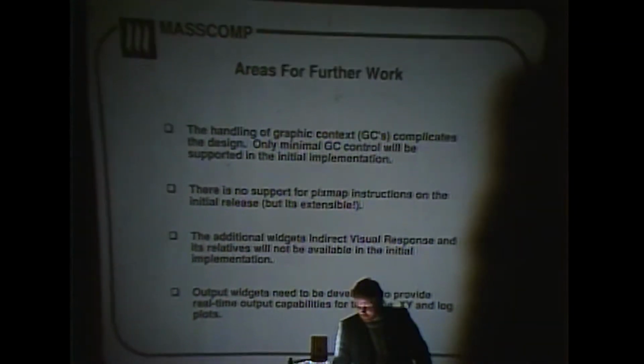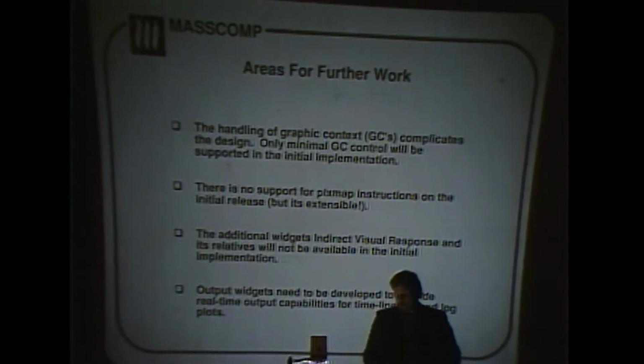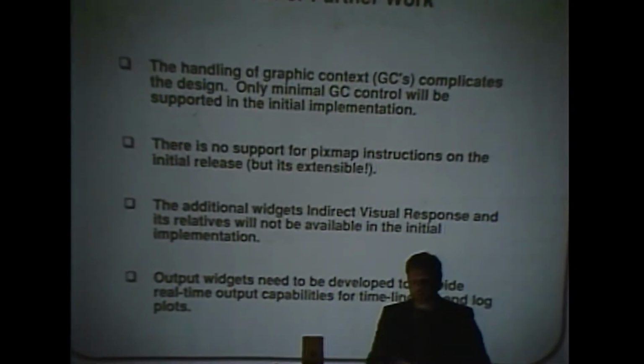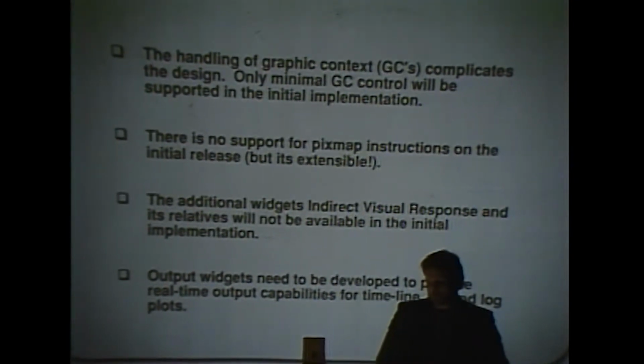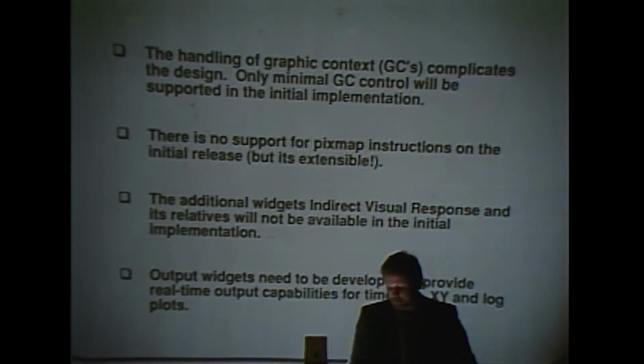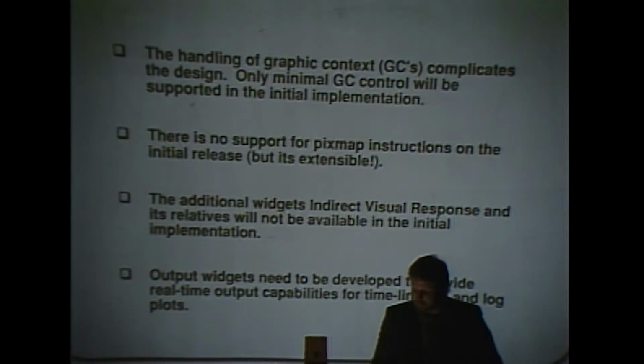There's a few areas of further work. Currently, graphical contexts, which in X10 just weren't so bad, create some problems. So initially, there'll be a minimal implementation of this. The one place I use pix maps is for the insensitive widget, where I set up the gray pix map and then run through it. Otherwise, I limit myself to the foreground and background colors, although the border widths and some of those would be quite easy to implement. There's no support right now for the pix map instructions. And the indirect visual response, if I have a chance and have the time, I'd like to get that implemented, but certainly it'd be useful to have. And output widgets just need to have a capability to provide real-time output capabilities.